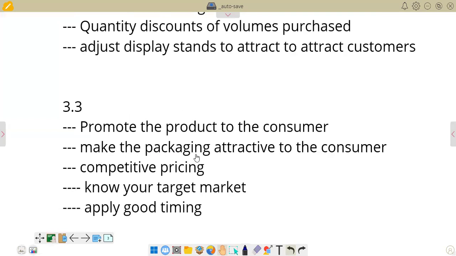Then I'll go to the next one, which reads: make the packaging attractive to the consumer. This is just the outer layer or the outer cover of the product that attracts the customer. So in this way, we are saying the packaging should be attractive. Let's not put a dull packaging that chases customers away. Let's just make our packaging very attractive. So this is the second point.